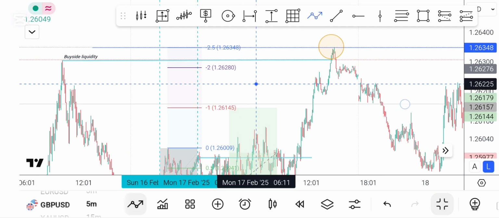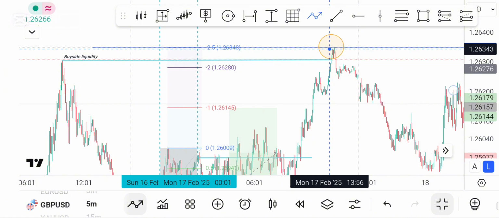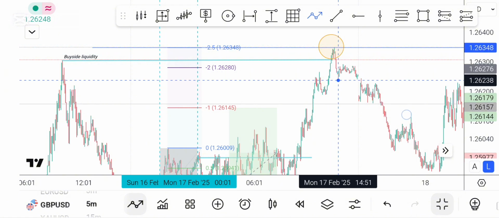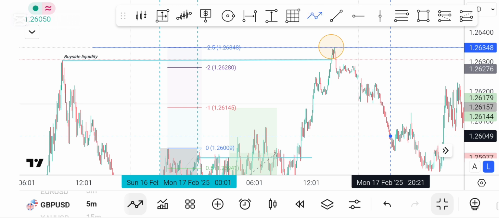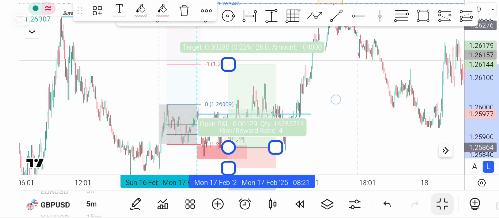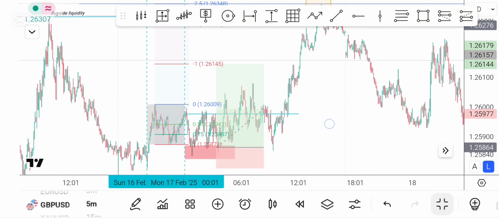As soon as it did 2.5 standard deviation, look at how it reversed immediately, shifted structure, created a fair value gap here, and then dropped. Okay, so that would have been a very good trade for Monday, and we have made a cool 28 pips, which is totally very okay, right?